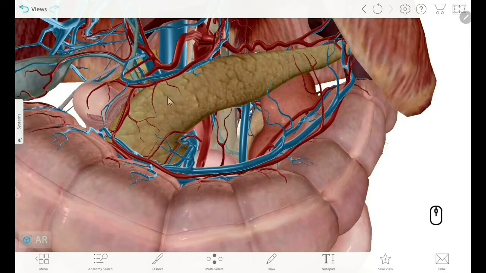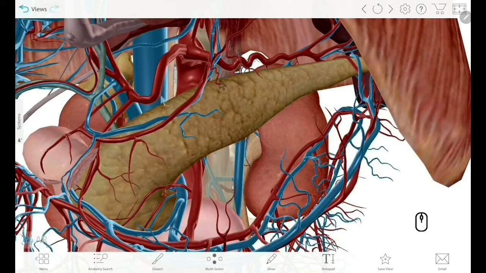Now we will see the relations of the body of the pancreas. So the body of the pancreas has a superior border, an inferior border, an anterior surface which we can see, and a posterior surface which we cannot. The superior border of the body of the pancreas is formed by the celiac trunk. This we can see here is the celiac trunk.